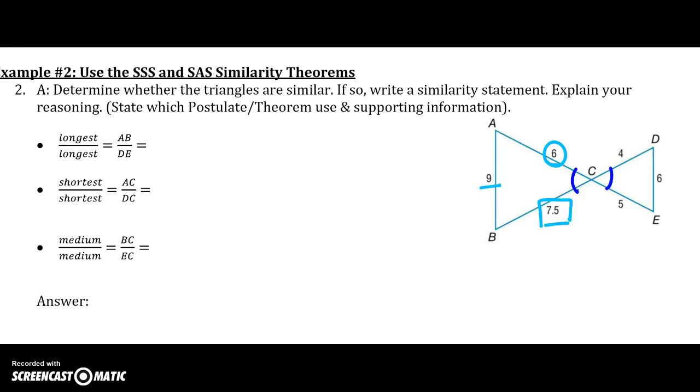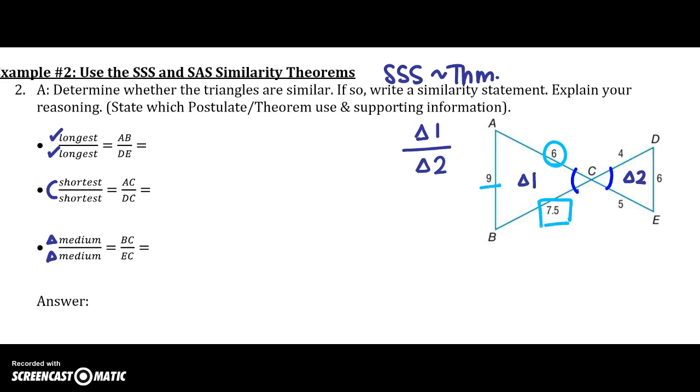So when you are using SSS, we are going to pick the longest side over the longest side, short over the short, and then the medium over the medium. That way we can just keep tabs on which side we've used. I'm going to call this triangle number 1 and this triangle number 2, so I can set up my ratios the same every time. I'm going to do triangle 1 over triangle 2. Again, you can pick it a little bit different.